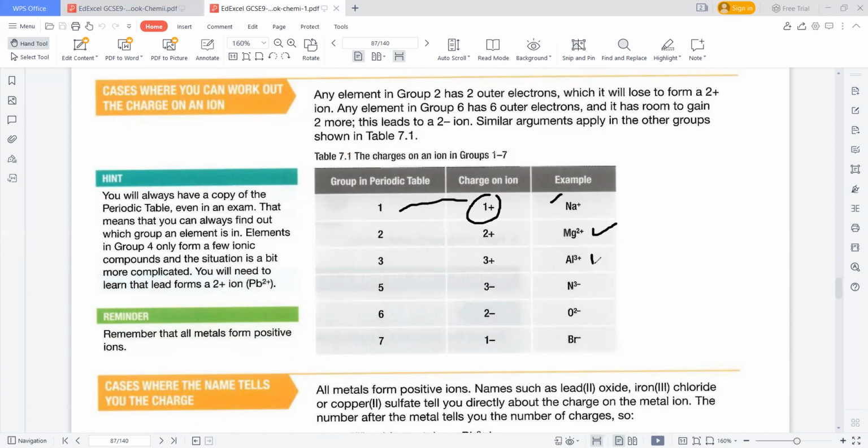Group number 3 would be +3. Group number 5 would be -3 because it is accepting 3 electrons. Oxygen would be -2, and bromine would be -1. So they create their bonding by considering this, making the ratio match their group numbers. Okay.